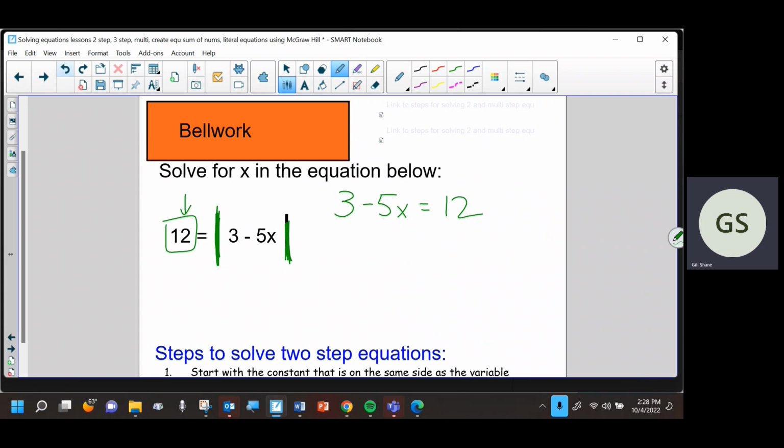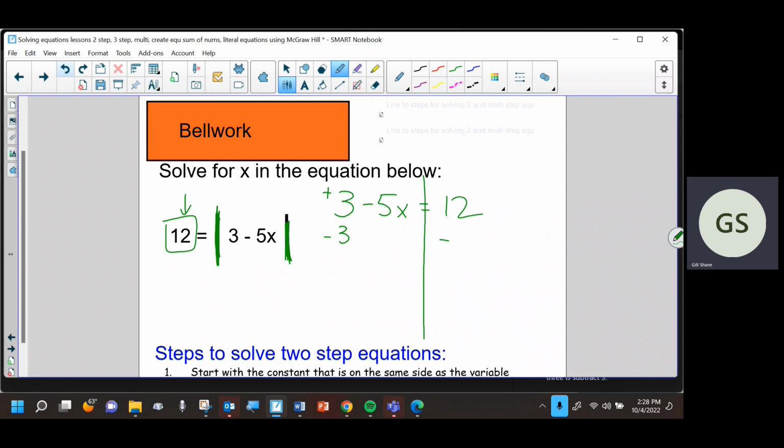Either way, you should be starting with the 3. So I know I want to start with the 3. Now I just think about, well, how do I get rid of that 3 if that's where I'm going to start? Well, I do the opposite. The opposite of having a positive 3 is subtract 3.